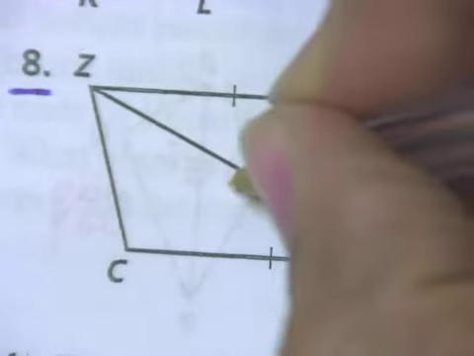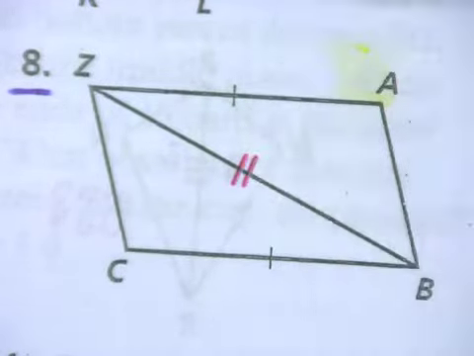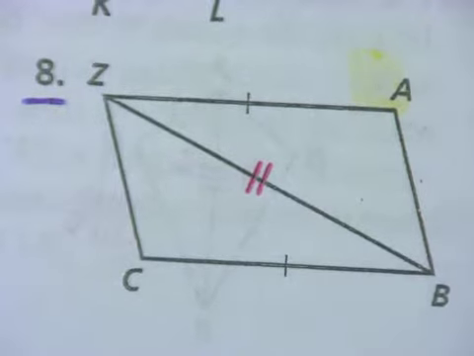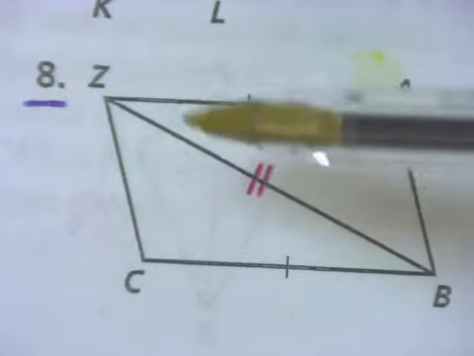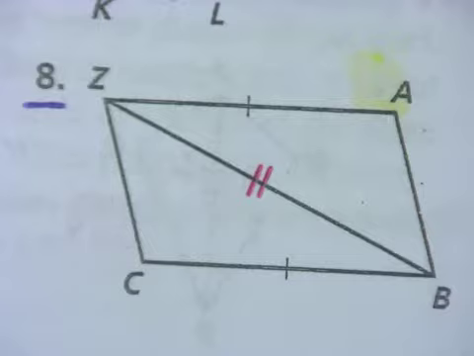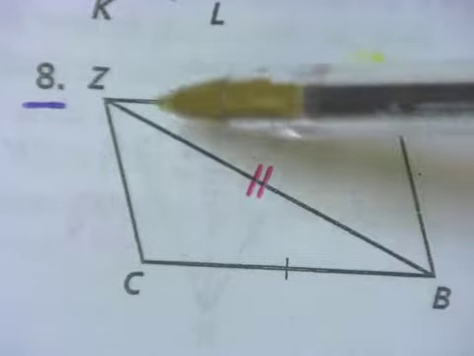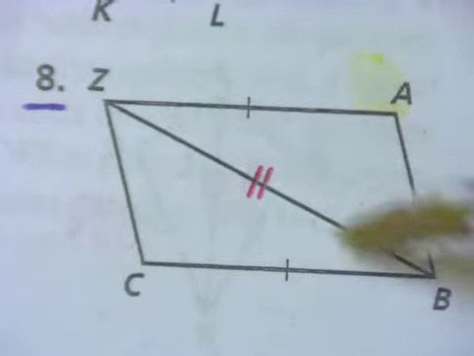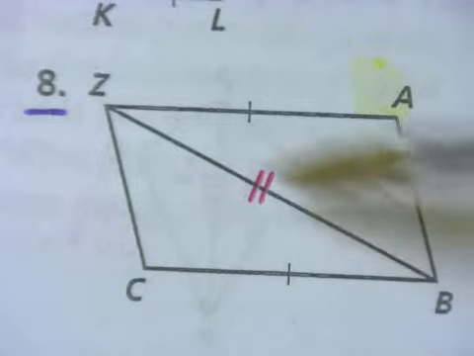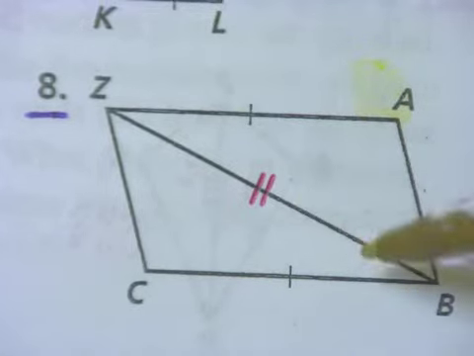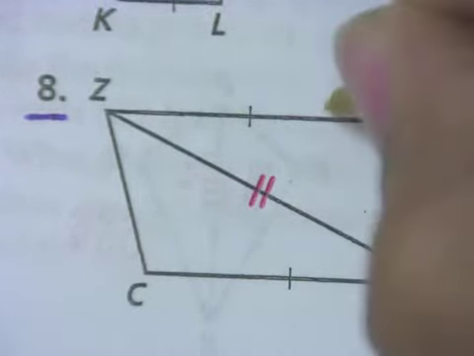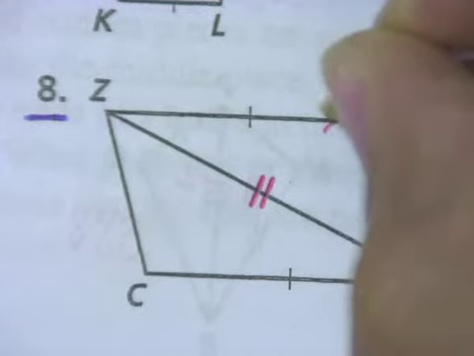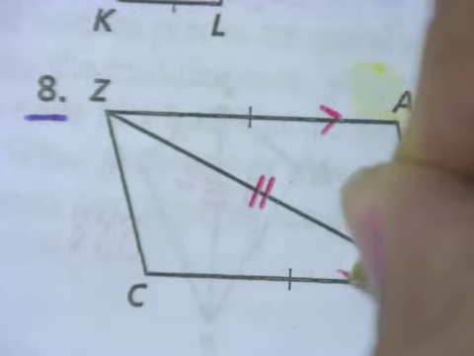Looking at number 8, all they give me is that these sides here are congruent. I know that this side here is congruent to itself. Now you might be saying, hey, Mr. C, this looks just like question number 2. And you're right, it does, except they don't give you the alternate interior angles.